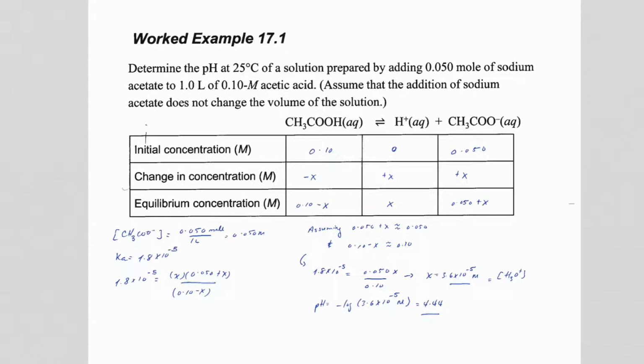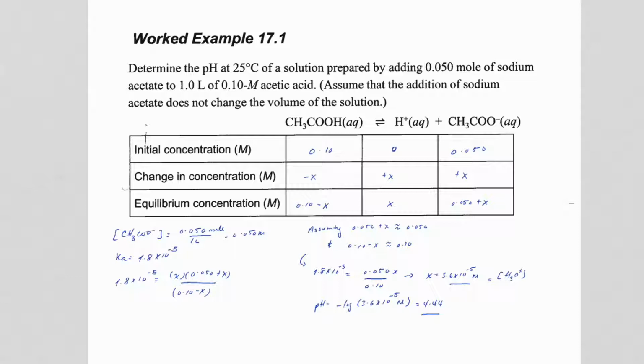Okay, so here we have a problem very similar to what we have seen in chapter 16 with our weak acid dissociation, weak acids, weak bases. The main difference here is that now we prepare what we call a buffer solution by adding a small amount of our conjugate base to our acid.